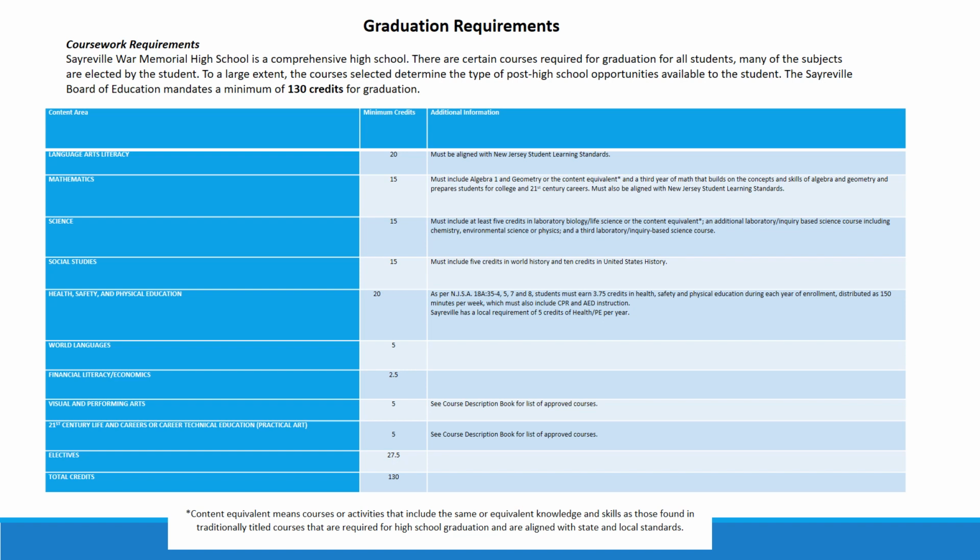In addition to having 130 credits, you need to have them in certain subjects. Language arts, 4 classes, 3 mathematics, including Algebra 1 and geometry, 3 science classes, including biology and an additional inquiry-based science with a choice of chemistry, environmental, or physics. Social studies, you must have 3 classes: World History, U.S. History 1, and U.S. History 2.